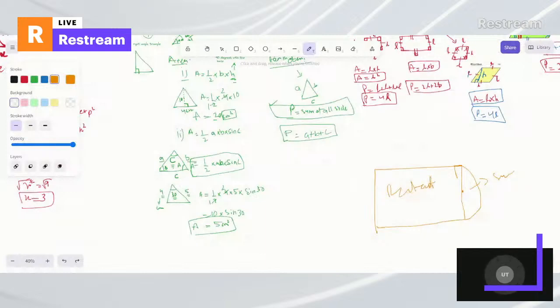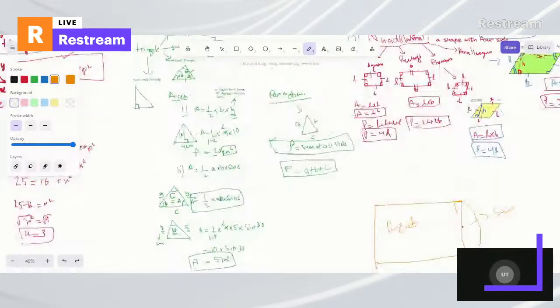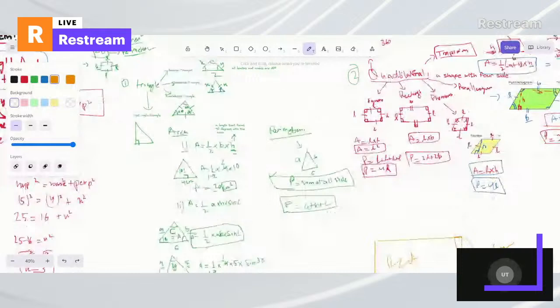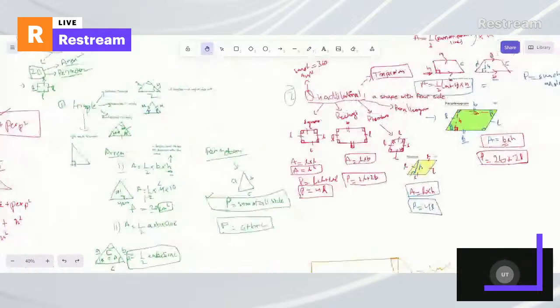One thing that you guys need to practice is, now you have all the formulas, you have all the information that you need in order to solve geometry questions in terms of area and in terms of perimeter. So you guys need to practice now. We pretty much have everything that you need.